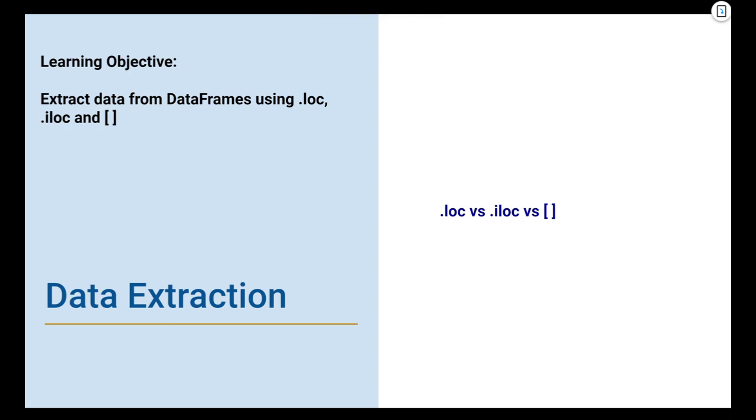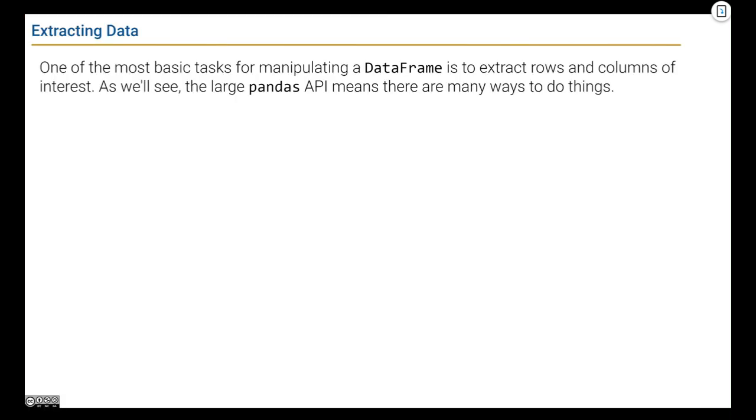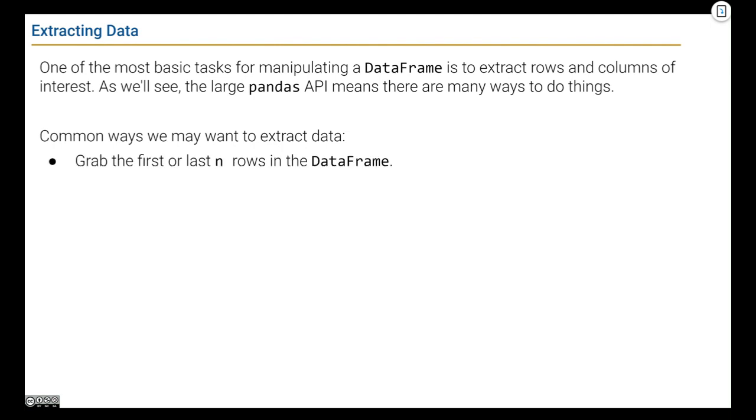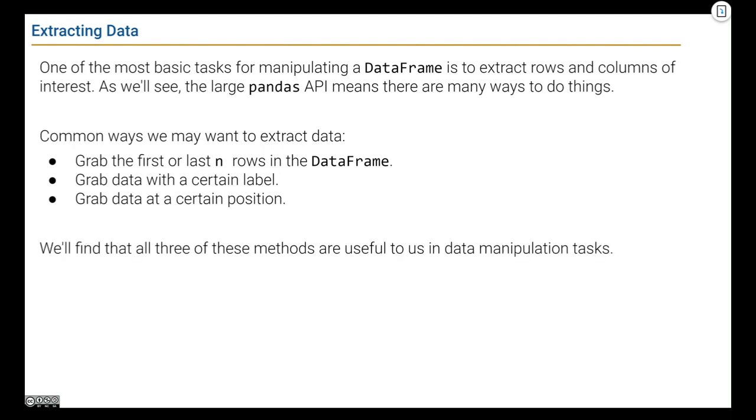Now let's look at how we can extract data from data frames. There's a lot of ways that we're going to be able to do this, but the three most common we'll use in this class is either grabbing the first or last n rows in a data frame. We might also want to grab data with a certain label. And finally, we might want to grab data at a certain position. All of these are going to be useful in different contexts.